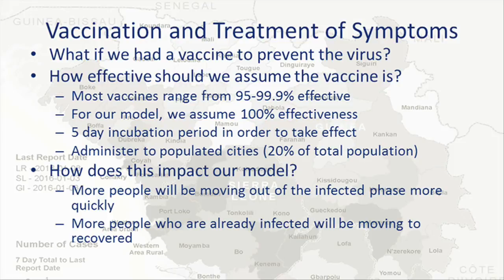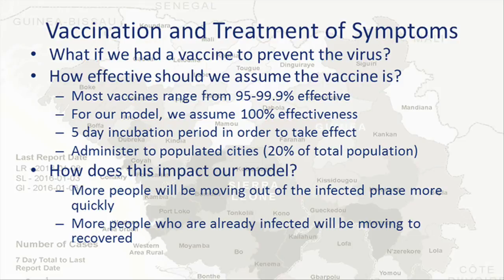So when we were thinking about introducing a vaccine into our model, we had to take some things into consideration, primarily how effective the vaccine would be. And so most vaccines actually range from 95 to 99.9% effective, which is really good. Good news. We want them to be effective. And so for our model, we just assumed, for simplicity, that it would be 100% effective. And then we assumed that it would take 5 days for that vaccine to take effect. So once you're vaccinated, after 5 days, you're immune to getting Ebola.